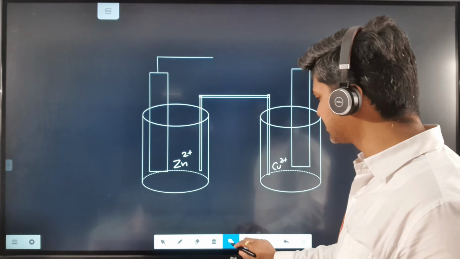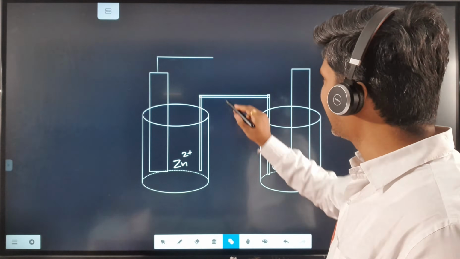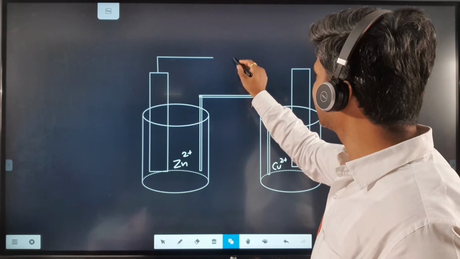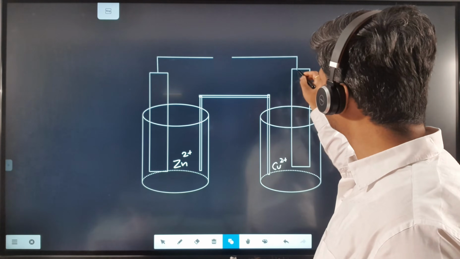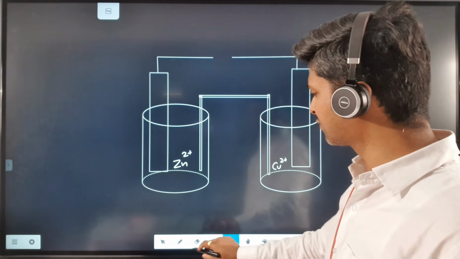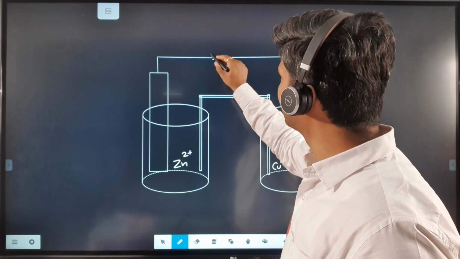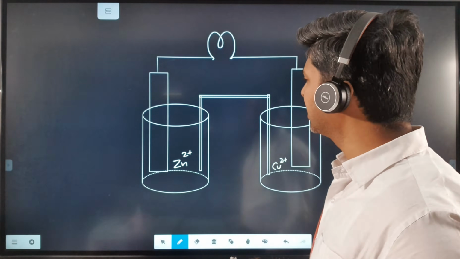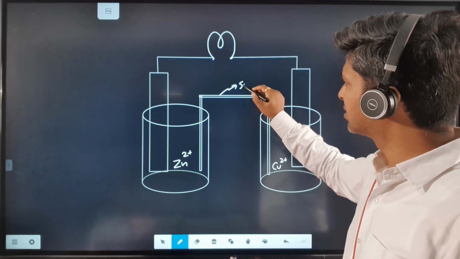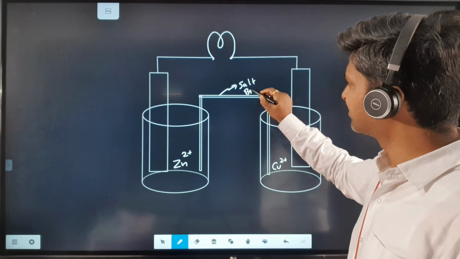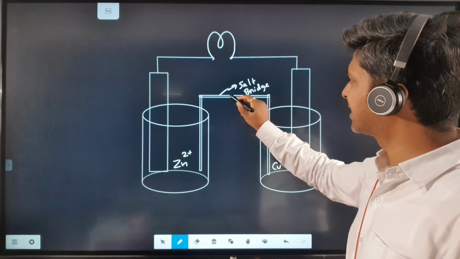So we have two separate cylinders, as you can see. In these two separate cylinders we are placing what? Zinc rod dipped in a solution of zinc ions, copper rod dipped in a solution of copper ions. Then I am placing a bulb over here, between the two electrodes. This is our salt bridge. This salt bridge is having something called KCl electrolyte.